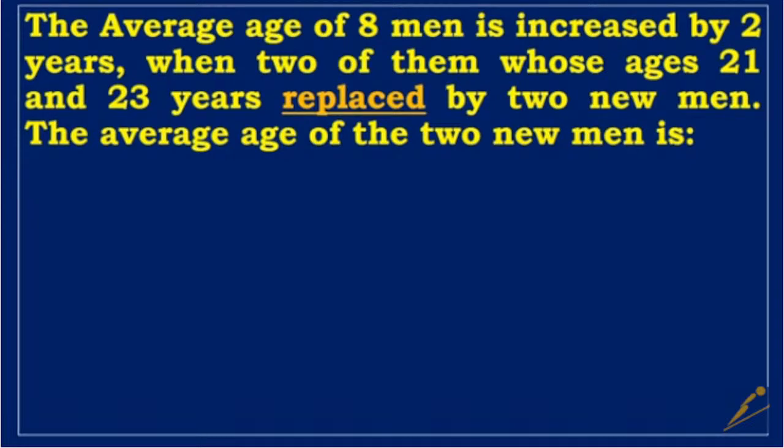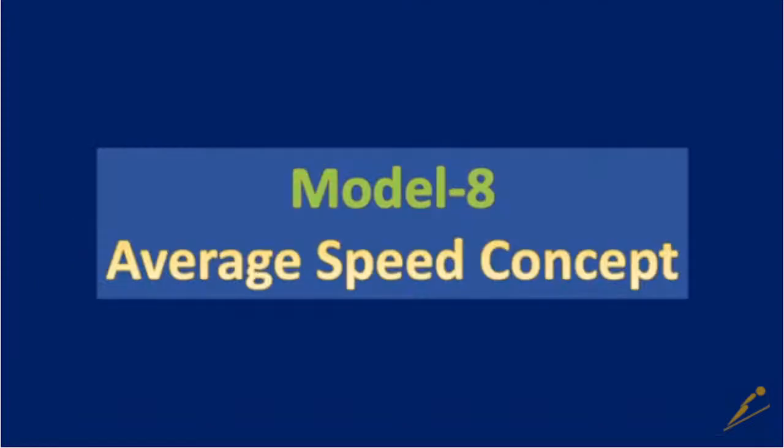Model 7. Replacement concept. The replacement concept in averages refers to the idea that when a player is replaced in a team, the statistics of the team should be recalculated as if the replacement player had been on the team the entire time. This concept is often used in baseball and cricket to better compare the performance of teams or players.